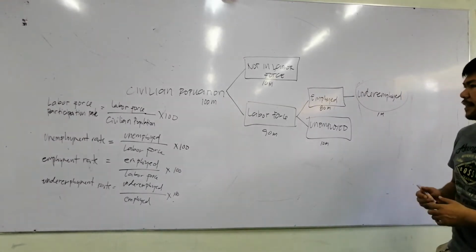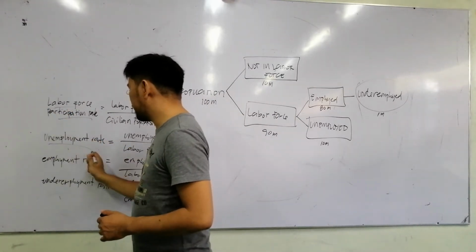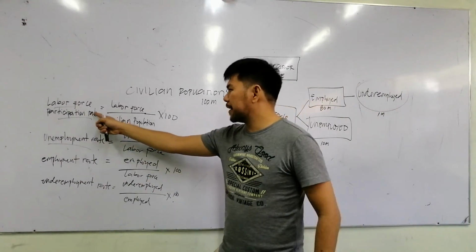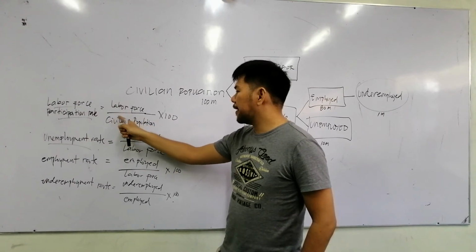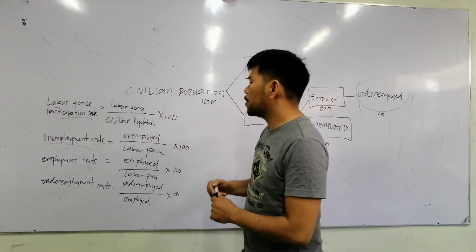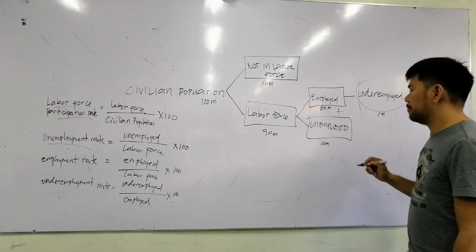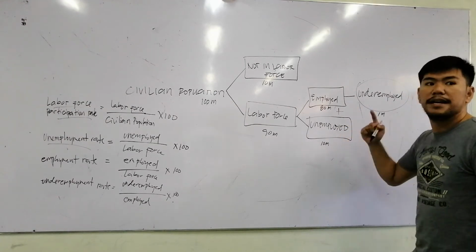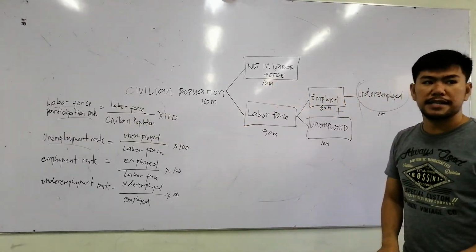So how do you solve the labor force participation rate? How do you solve the unemployment rate? For the labor force participation rate, it is equal to labor force divided by civilian population times 100. The labor force is employed plus unemployed, the number of people who are employed and the number of people who are unemployed. That's your labor force. Multiplied by 100 to get your labor force participation rate.